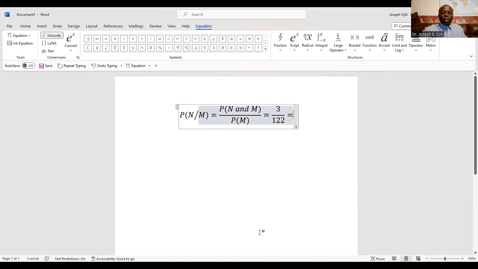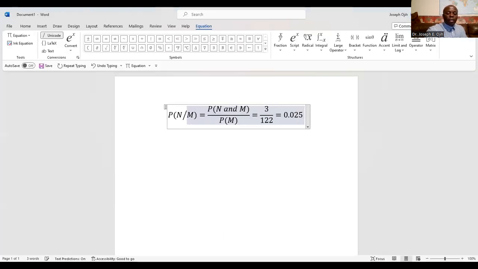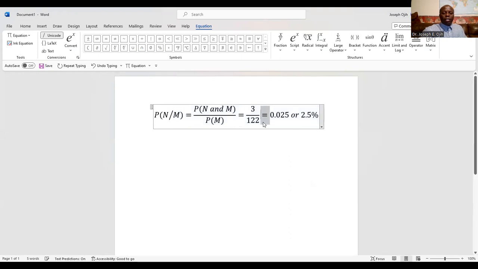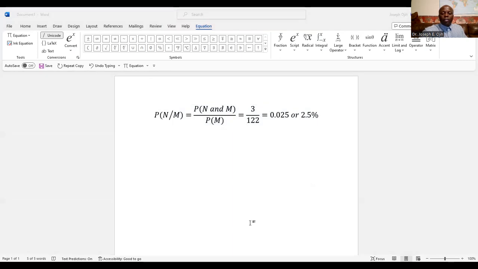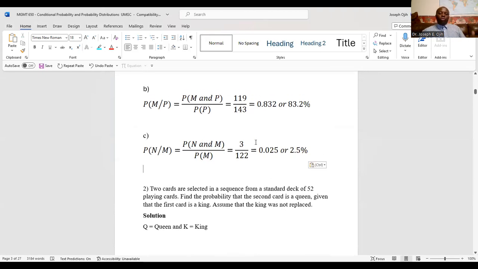So 3 divided by 122. In the calculator, 3 divided by 122 gives me 0.025. Or if you like, since this is a probability, it can be a percent, a 2.5% chance. So the chance that this can happen is very slim, just like the chance of every false negative happening is slim as well. So I'm going to put it right here, 2.5% chance. So that's how you do the conditional probability of an event occurring.